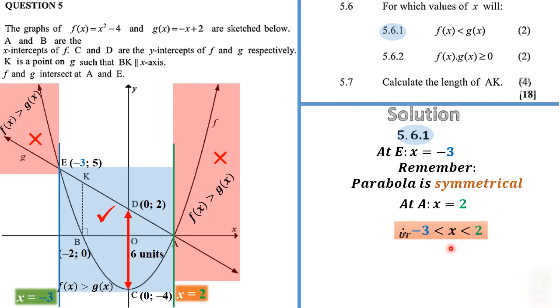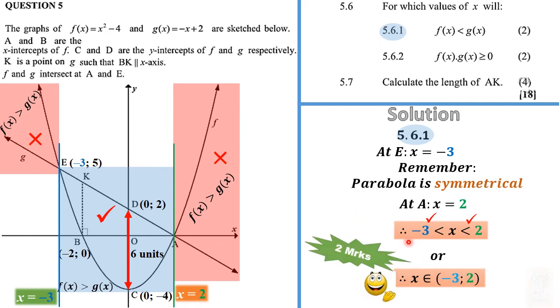Or if you don't want to write it in an inequality notation, you can write it in an interval notation. You will say x is an element of an open interval. It is open because we are not including minus 3 and 2. That is why we are using open brackets. So this is how you get your 2 marks. You get a mark for the critical values, for minus 3 and 2. You also get a mark for using the correct inequalities here. Even here, you'll get a mark for minus 3 and 2, and also for using the correct brackets for the open interval. Okay? Very simple. That is how you get your 2 marks. Okay? Let's move on.